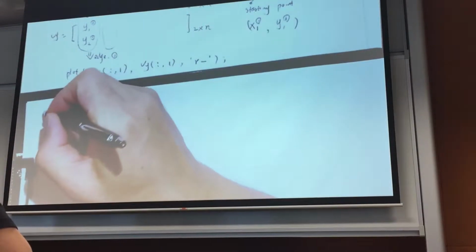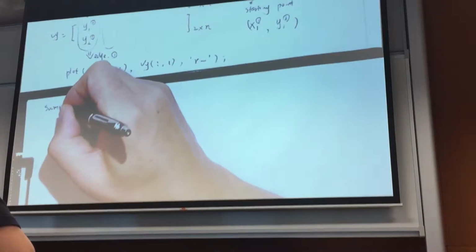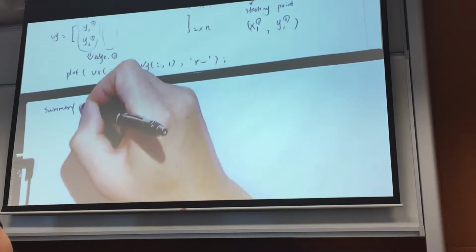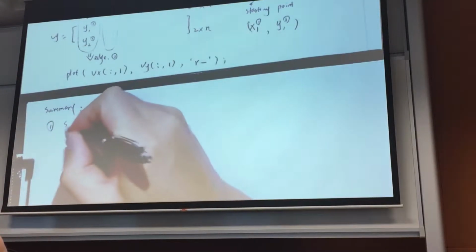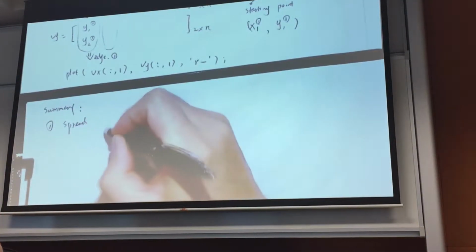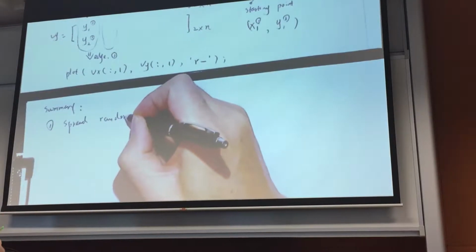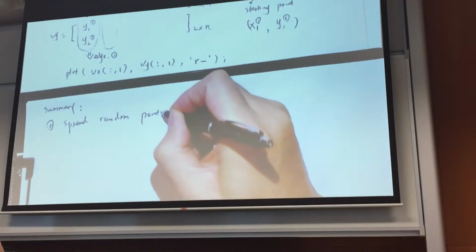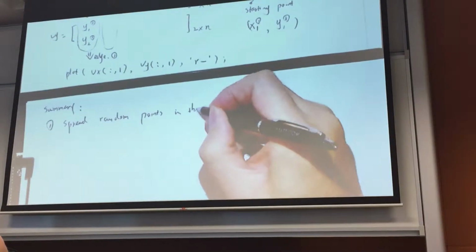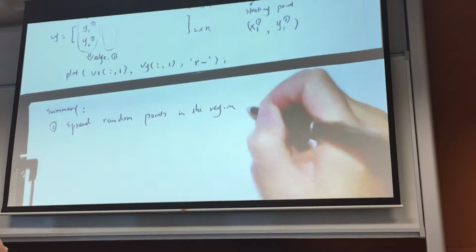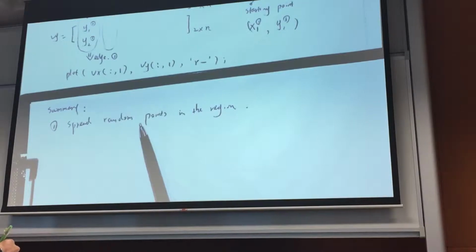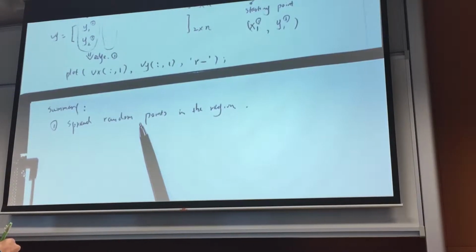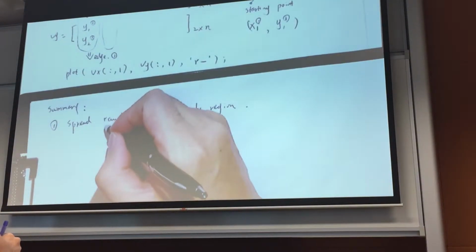So I will summarize what we have learned in this lecture, and you will also use the method in your assignment. The first step is to spread random points in the region. Then one of your questions to yourself will be how many random points to place. I will give this question to you to investigate in the assignment.